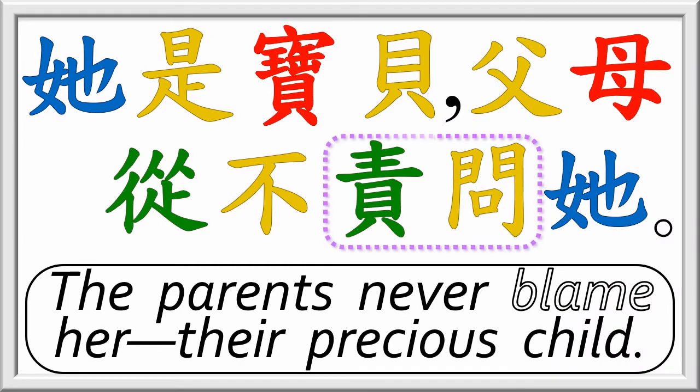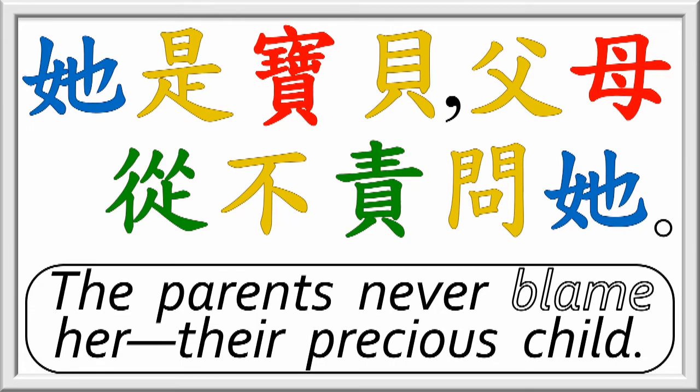From forcing open a shell to pluck out what's inside, the meaning is extended to demand an answer, call a person to account, reproach or blame them, as in this example. 她是宝贝，父母从不责问她. She's their precious child. Her parents never blame her for anything. She never has to account for her actions.